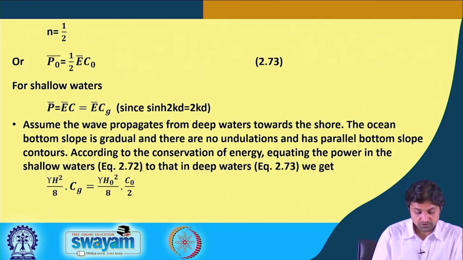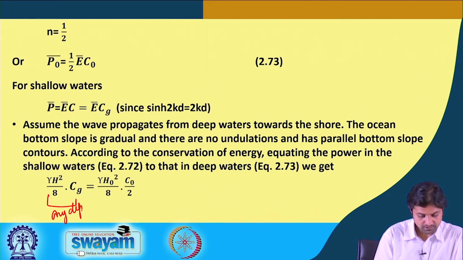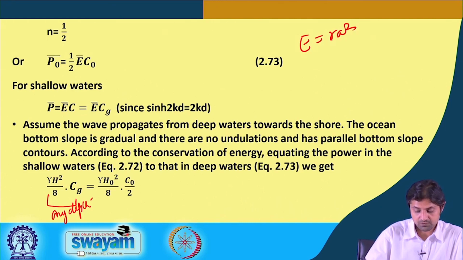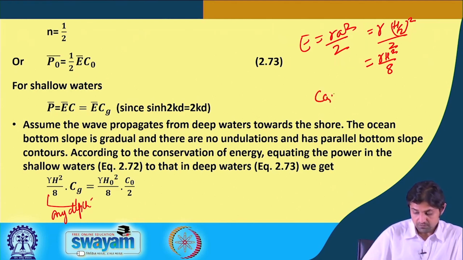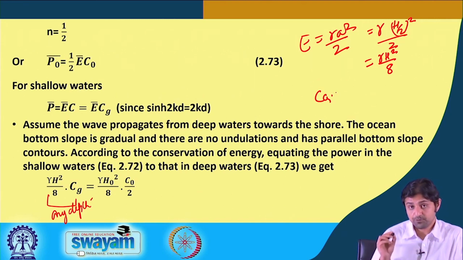so you see this is any depth. So, E is gamma A square by 2, equal to gamma times h by 2 whole square by 2. So, this becomes gamma h square by 8. And Cg we know. So, if the wave propagates from deep water to, let us say, any depth, whether intermediate or shallow, wave power is going to be conserved, correct.